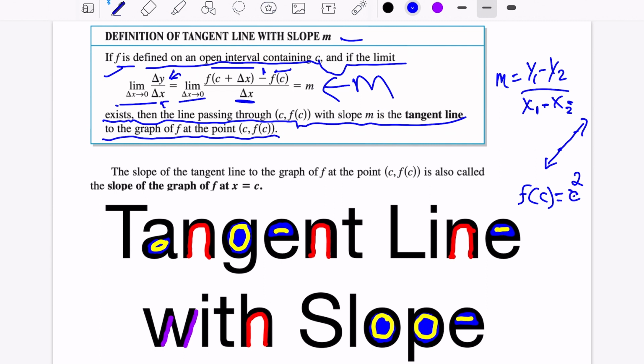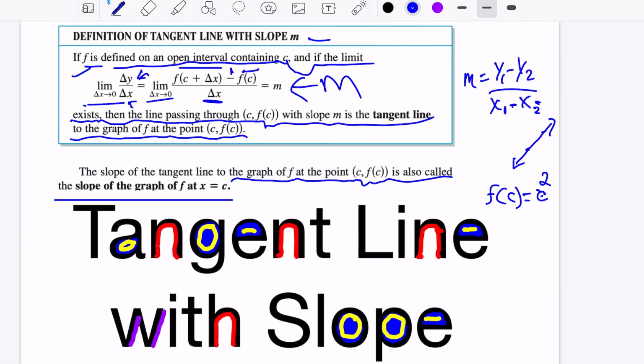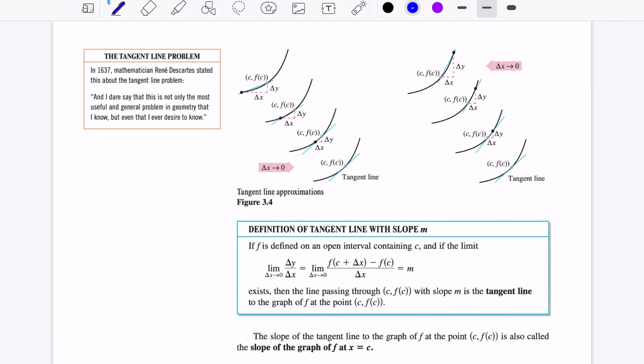So the slope of a tangent line to the graph of f at a point (c, f of c) is also called the slope of a tangent line of f at x equal to c. And that is the tangent line with slope m. Okay, so let's take a look at more definitions here.